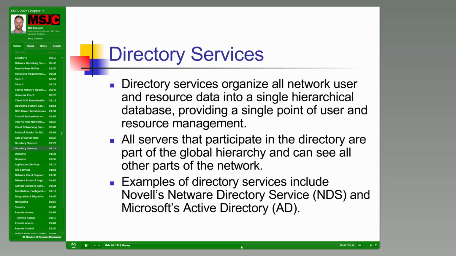So all of the servers that participate in the directory are part of a global hierarchy, and they can see all other parts of the network. Some examples of directory services would be Novell's NetWare Directory Services, NDS, and Microsoft's Active Directory, or AD. So when you hear Active Directory, just know that that's Microsoft's brand name for a directory service server, or the directory services software that Microsoft provides.